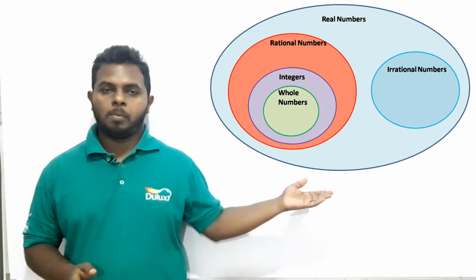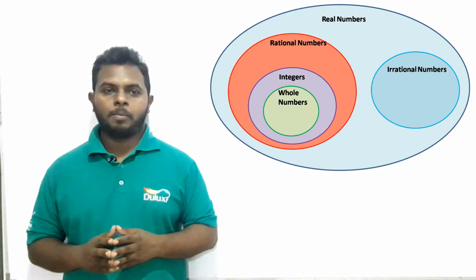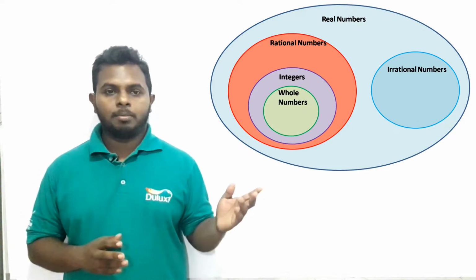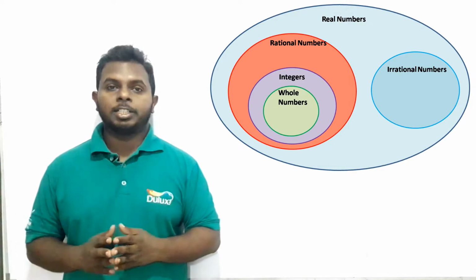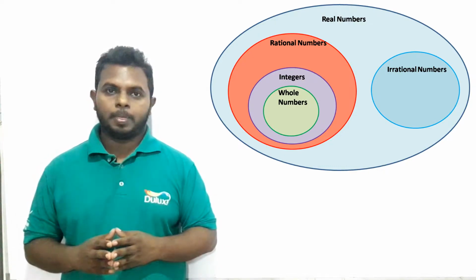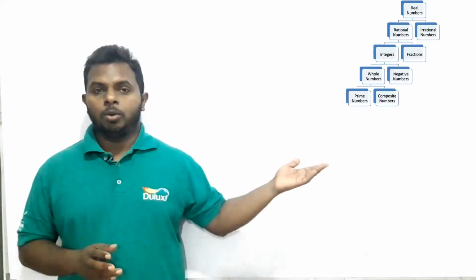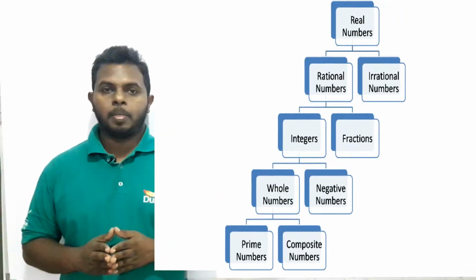Numbers can be grouped into different types as shown in this diagram. The largest set of numbers is called real numbers. Under that we have two main subsets: rational numbers and irrational numbers. Under the subset of rational numbers we have integers, and under the subset of integers we have whole numbers. We can also identify the relationship between these number types using this diagram. Let us now find out different types of numbers.